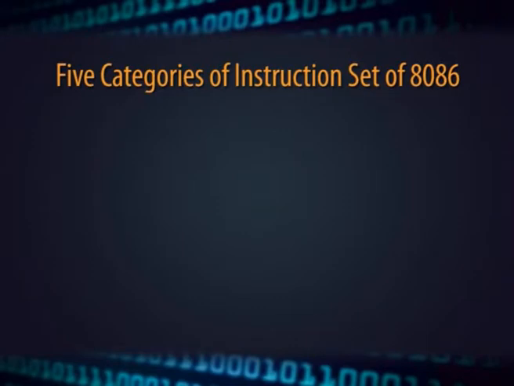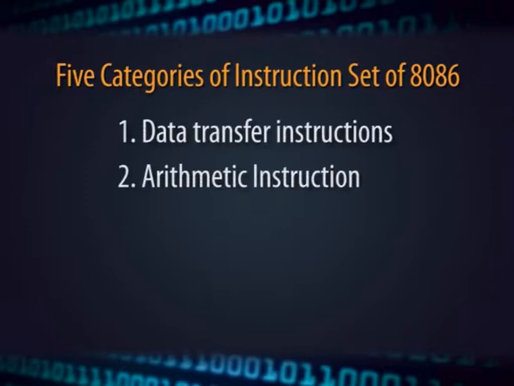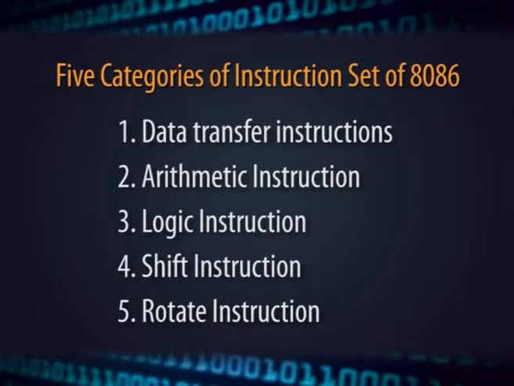We divide the instruction set of the 8086 into 5 different categories. First is data transfer instructions, second is arithmetic instructions, third is logic instructions, fourth is shift instructions, and fifth is rotate instructions. The first group, data transfer instructions, as well as one of the arithmetic instructions, add and its variants, were discussed in the previous topic.